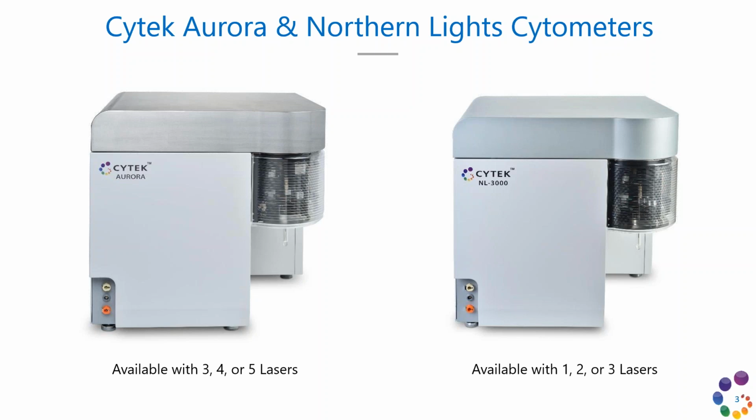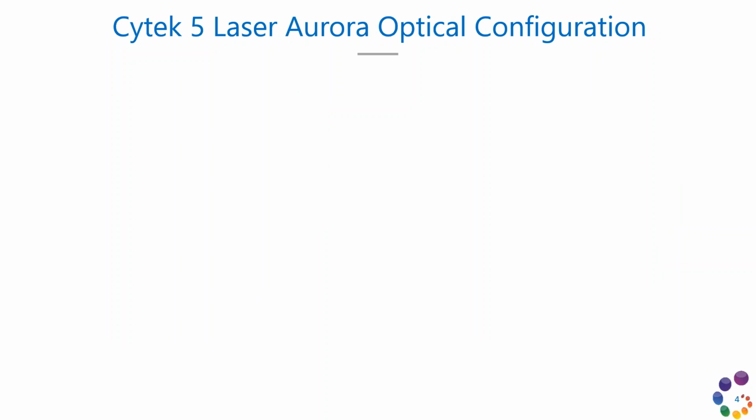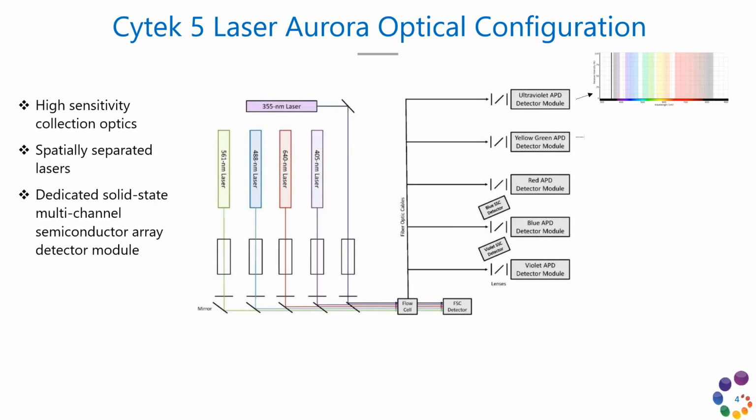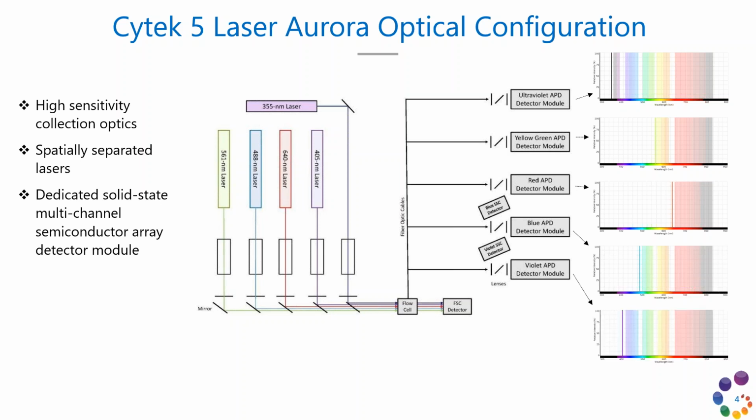The technology behind each of these systems is the same. So let me show you the 5 laser Aurora and what the optics configuration looks like, as this is the system that the data sets were acquired from today. On this system, there are 5 lasers, and they're all spatially separated as they move through our flow cell. As your sample passes in front of the lasers, any emitted fluorescence light is captured by the fiber optic cables and routed to dedicated detector modules that have up to 16 APDs inside of them to capture that emitted light across the full spectrum.